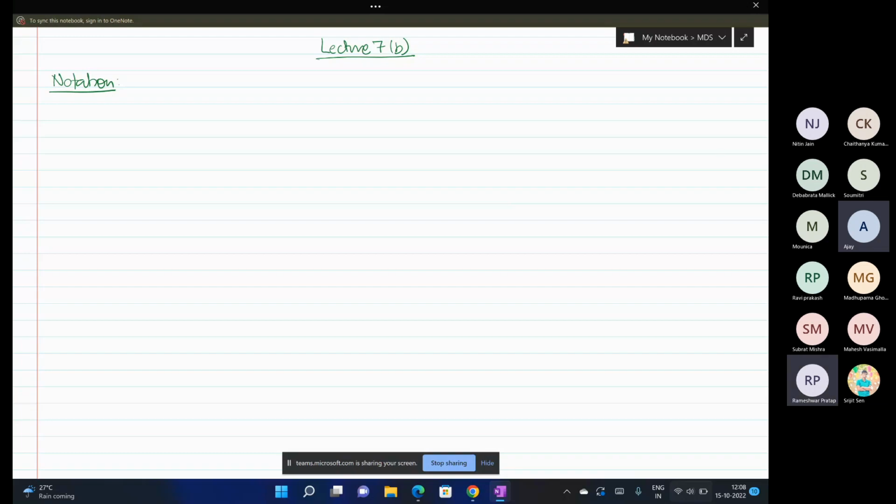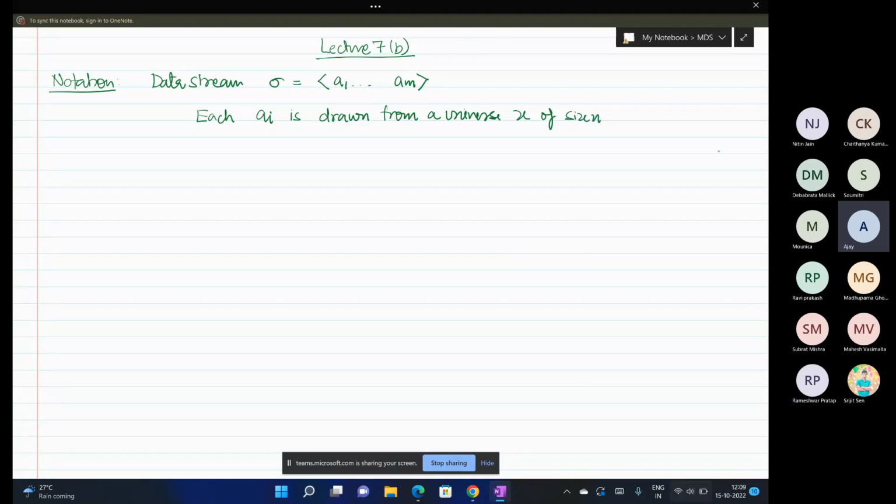Suppose we denote our data stream as sigma, which consists of elements A1 to AM, and each AI, which is an element of the data stream, is drawn from a universe U of size n. For simplicity, we assume that this U is a set of integers. For example, in the case of URLs, we can map a URL to one integer number.